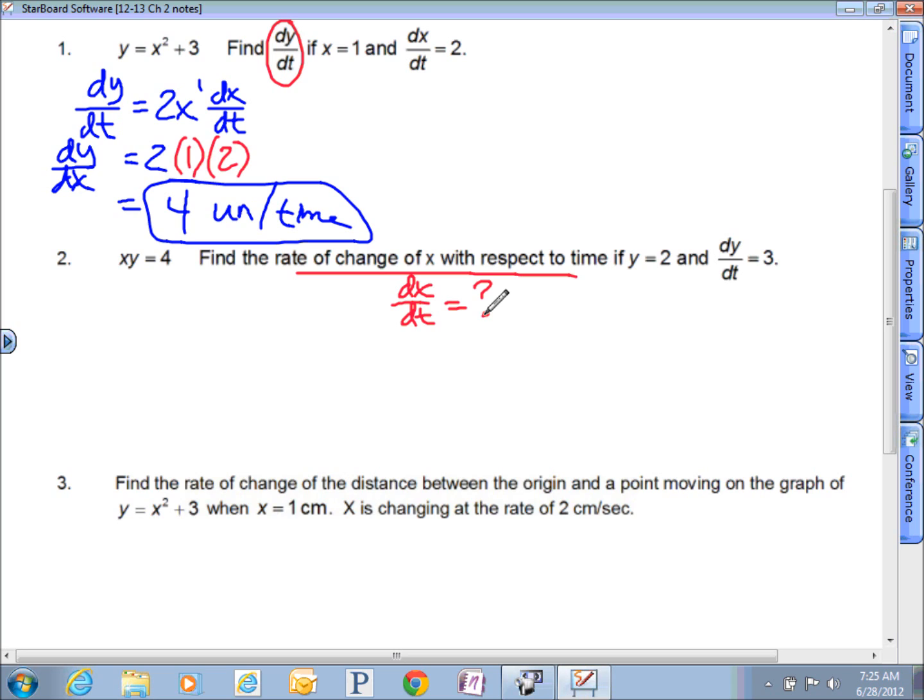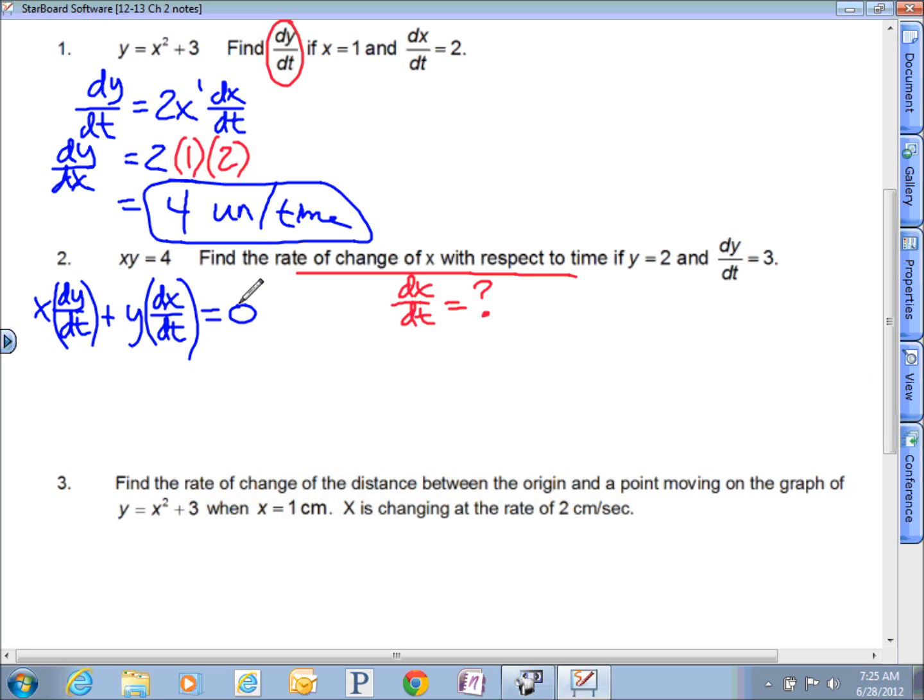I need, under the condition of these changes, and knowing that y will be 2, to know what's happening with this dx over dt. So I'm going to start by taking this derivative. The derivative of x times y means product rule. So x times dy over dt plus y times the derivative of x, which would be dx over dt, is equal to 0.